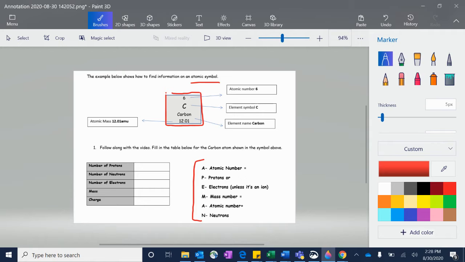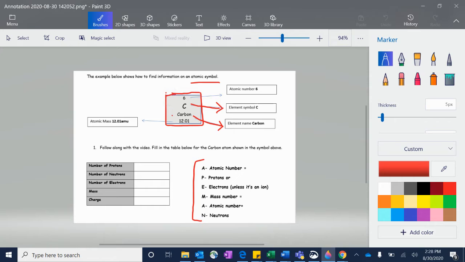So, first of all, whenever you read an atomic symbol, you want to start by reading the element name. This one is carbon. Then you're going to look at the element symbol. Element symbols are 1 or 2 letter abbreviations or shortenings of this full name that makes it easier for us to communicate and write about that element. So for carbon, it's C.